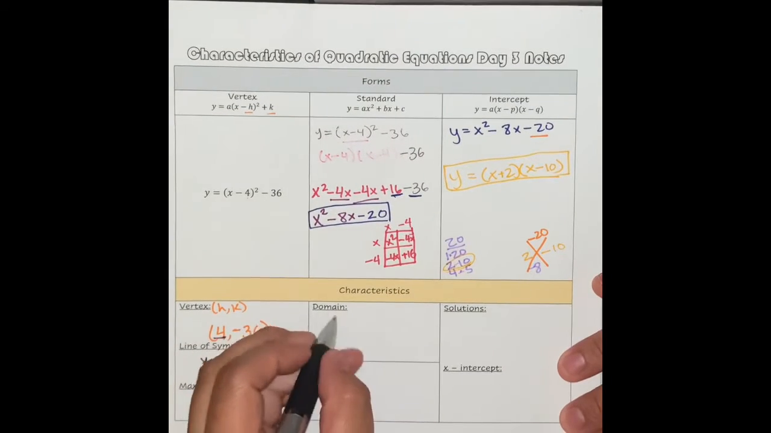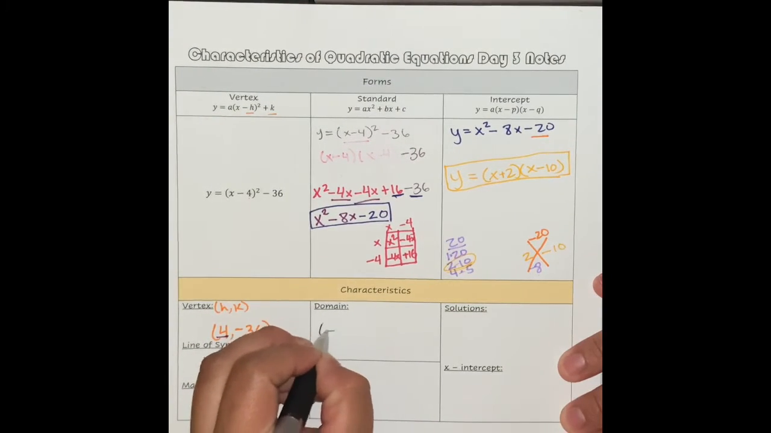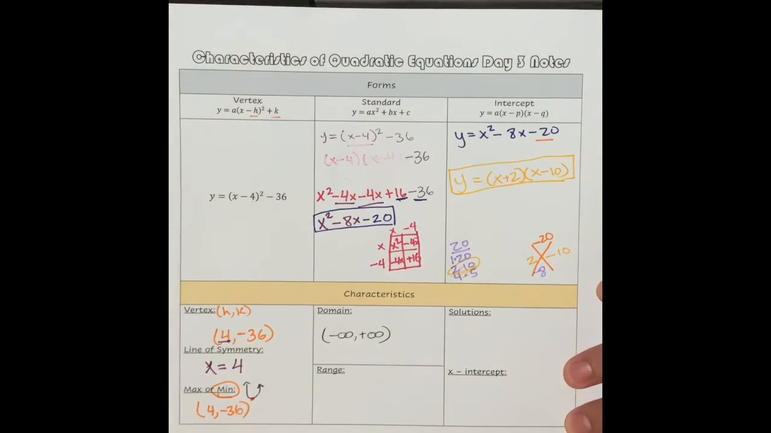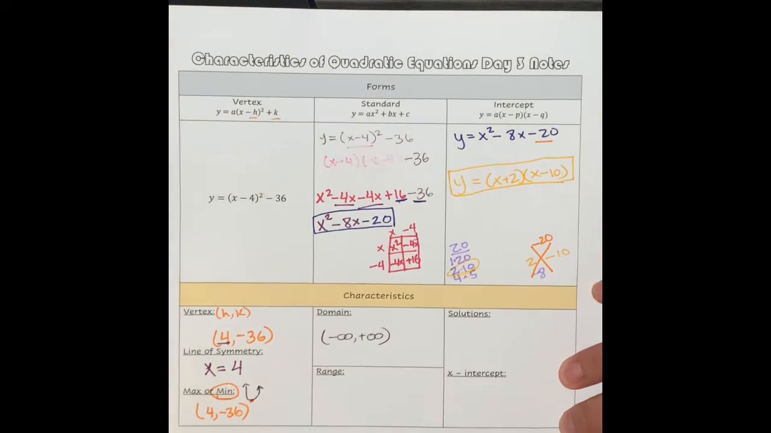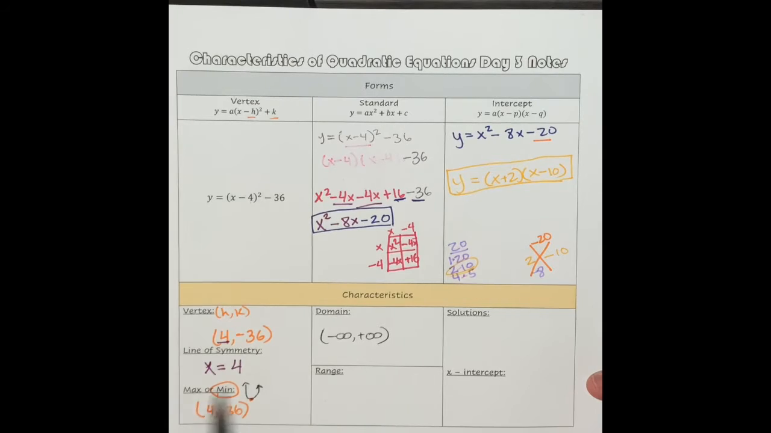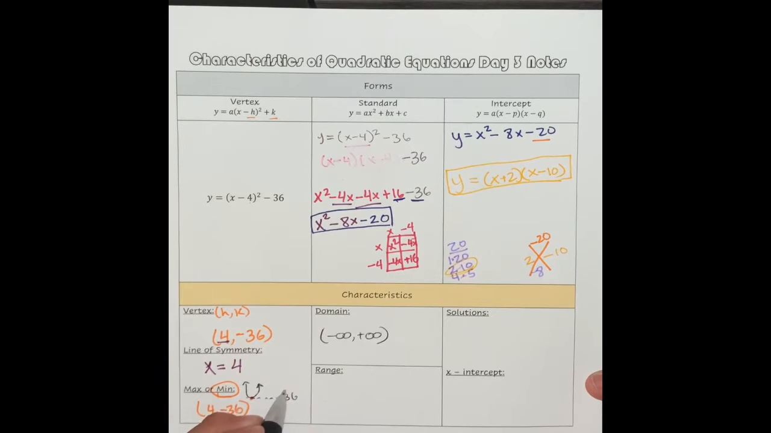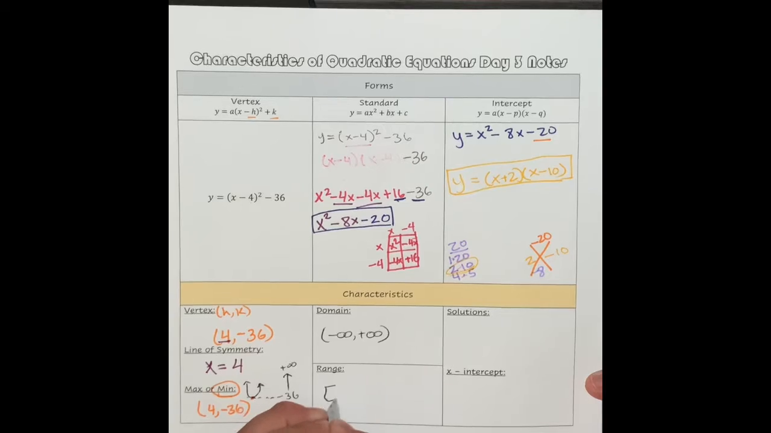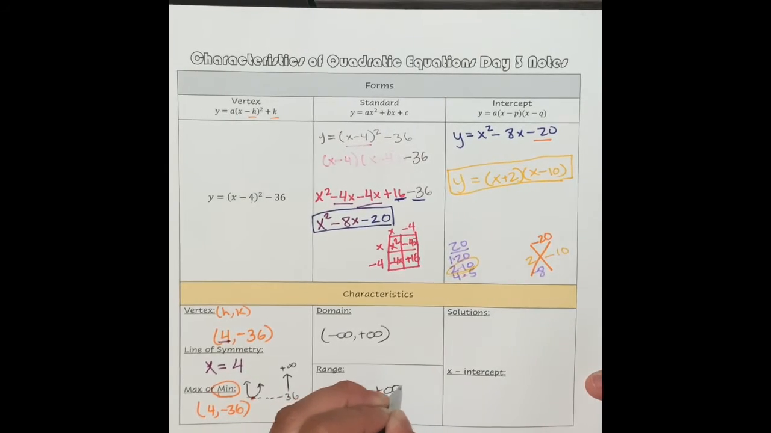Our domain will always be the same. So it's all real numbers, from negative infinity to positive infinity. Our range is a little bit different. Here we have an outline of what our graph is. If you guys recall, our y value has a lot to do with our range. So if this is negative 36, we're going above it to positive infinity. So that means our range will be from negative 36 to positive infinity.